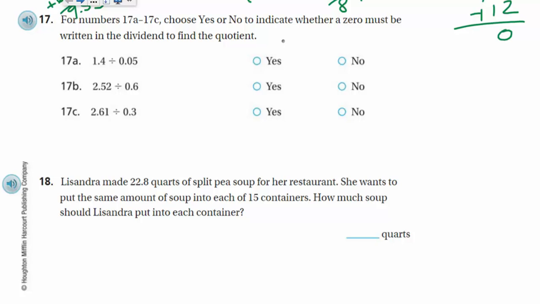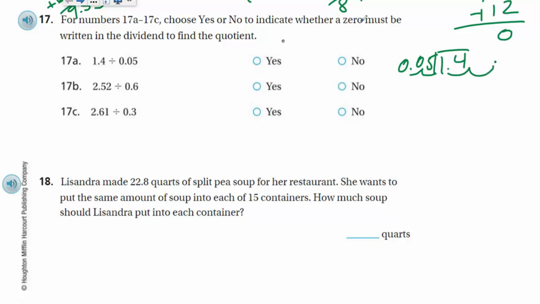And for number 17a through 17c, it says choose yes or no to indicate whether a 0 must be written in the dividend to find the quotient. And I actually need to solve these, I suppose. What do we have here? 1.4. We're going to divide that by 0.05. So if you look at this here, I suppose since the divisor has 2 decimal places, we'd have to multiply by 100. And here we'd have to do 1, 2.